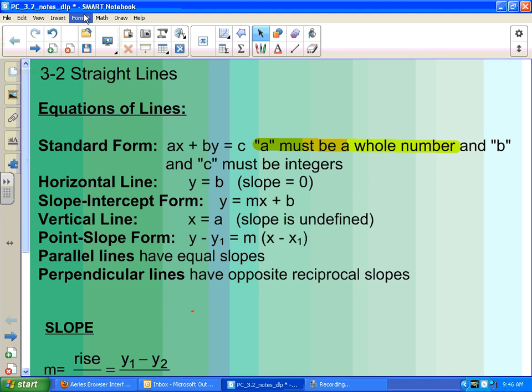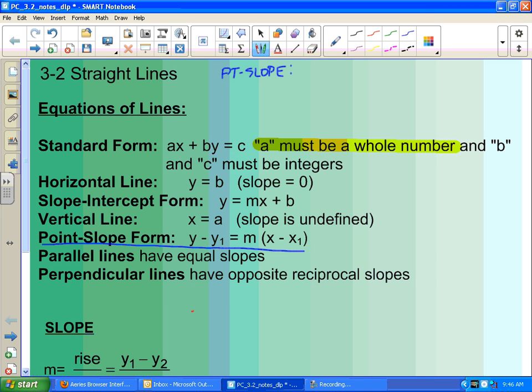We have 3 line equations. Point slope is one of them. Do you know the equation for point slope? Yeah, that's right. That's one of them. Point slope. Then we have, what are the other 2?